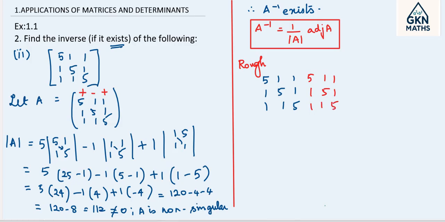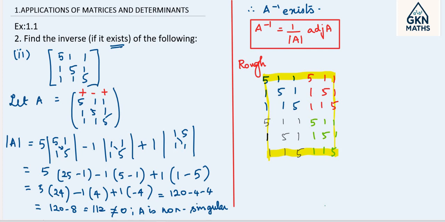Again I repeat the elements: 5, 1, 1, 1, 5, 1, 1, 1, 5. Again I repeat: 5, 1, 1, 1, 5, 1, 1, 1, 5. So the matrix is written 4 times. Now the next step, delete the elements along the margin. The first row, first column, last row and last column are deleted.